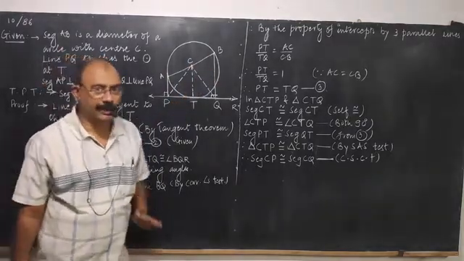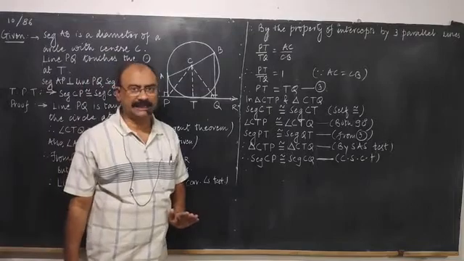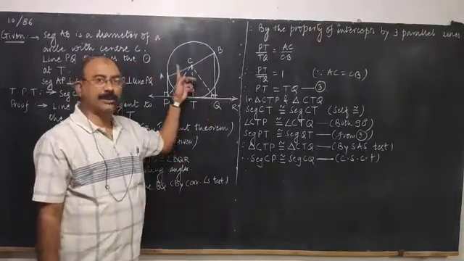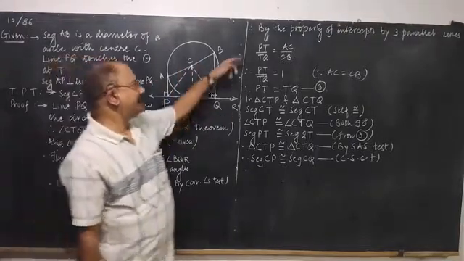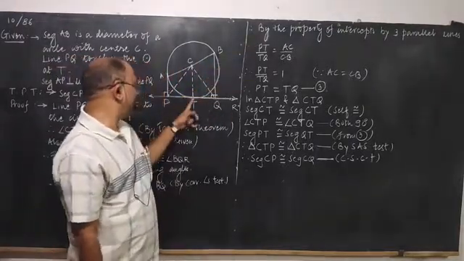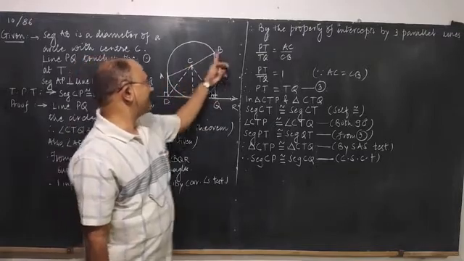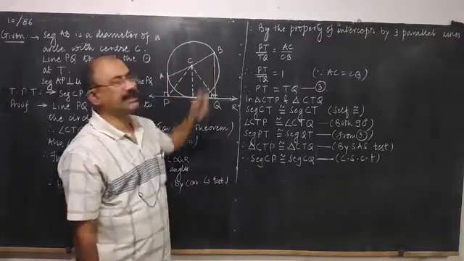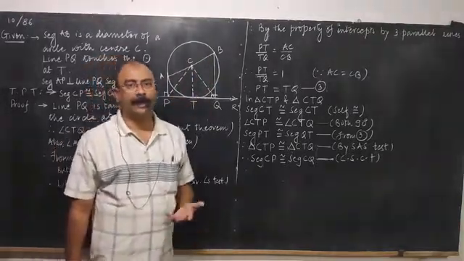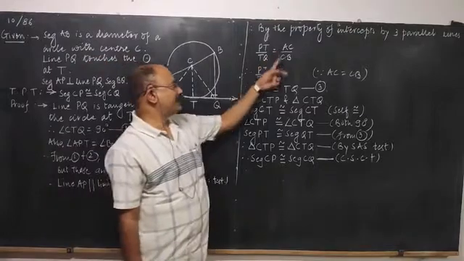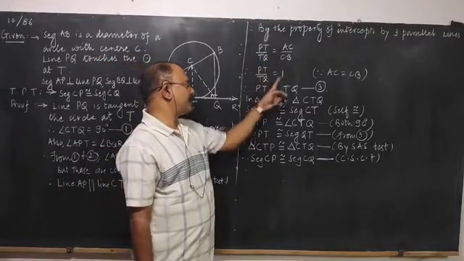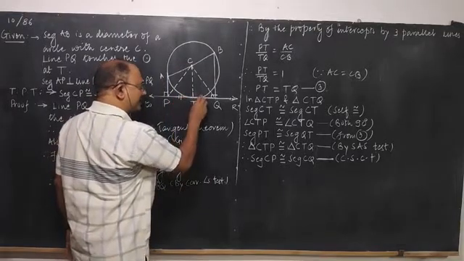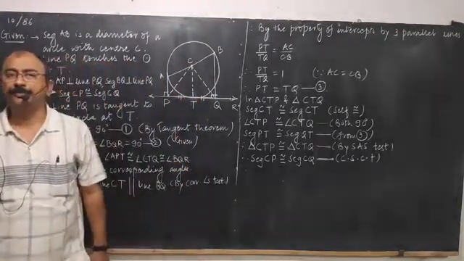The property of intercepts by three parallel lines says that the ratio of intercepts on one transversal is equal to the ratio of intercepts on the other transversal. So PT upon TQ is equal to AC upon CB. But AC upon CB will be equal to 1 because AC and CB are both radii of the same circle, and therefore the ratio will be 1. If you cross multiply, you get PT is equal to TQ.